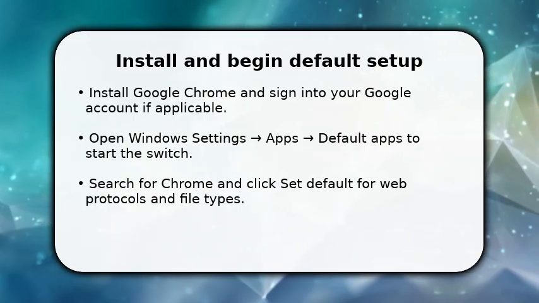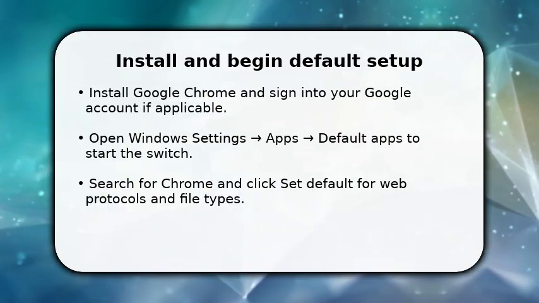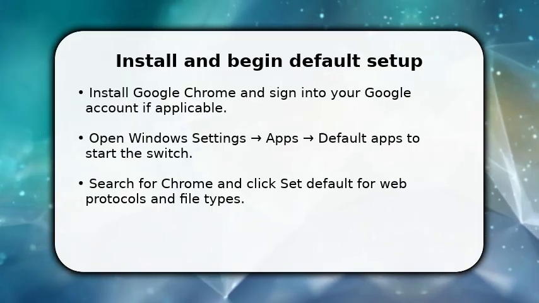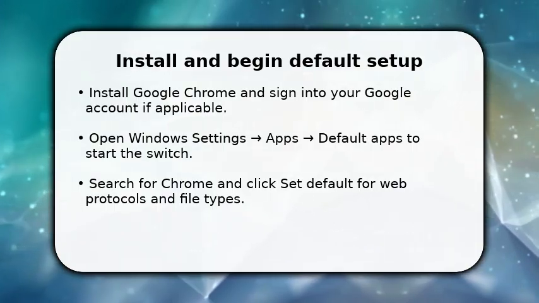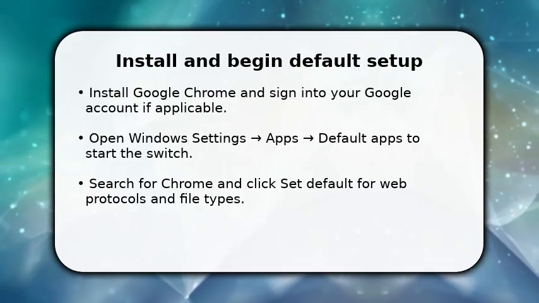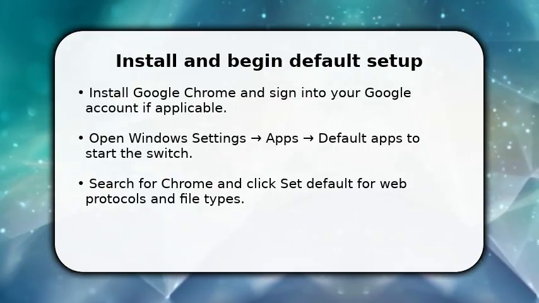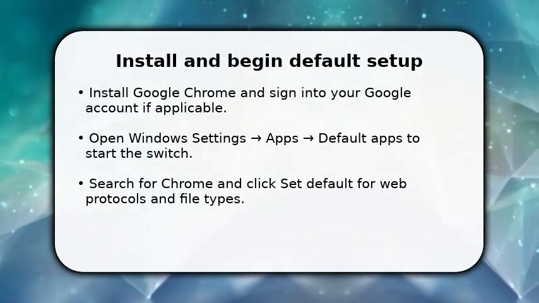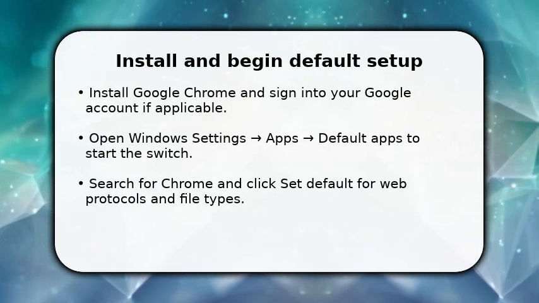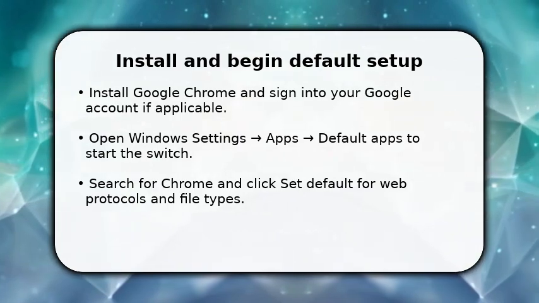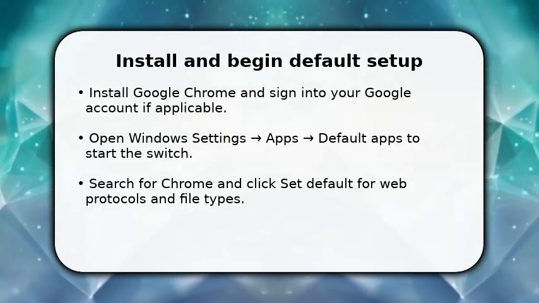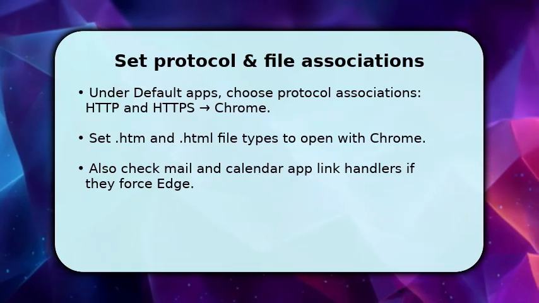Make sure you run as the user who clicks links, since system or other user accounts need the same change. After this first pass, proceed to adjust HTTP, HTTPS, and HTML associations explicitly so nothing falls back to Edge. Once done with the basic default, drill into protocol and file associations so every link type uses Chrome.